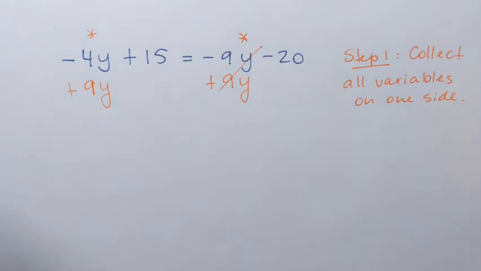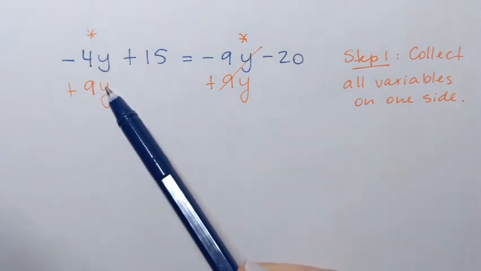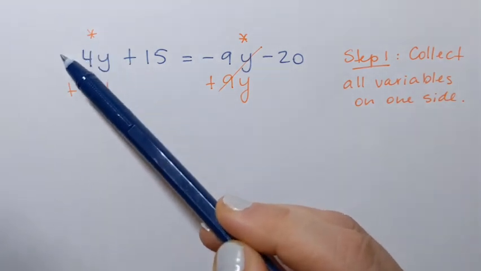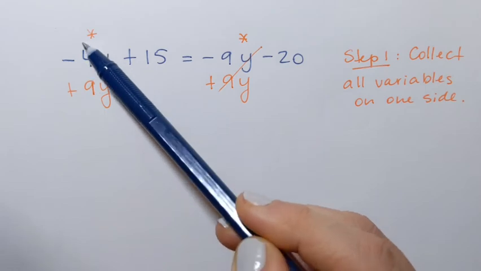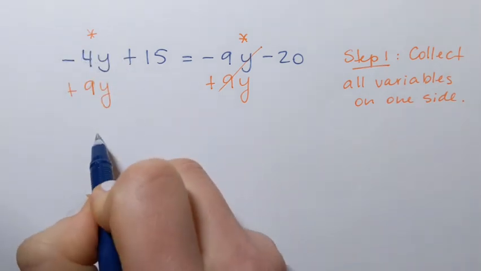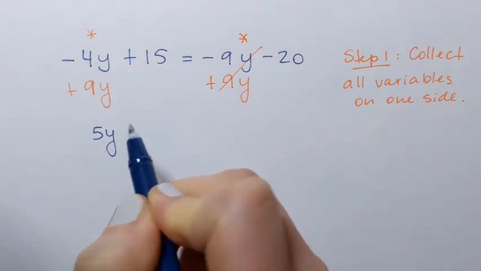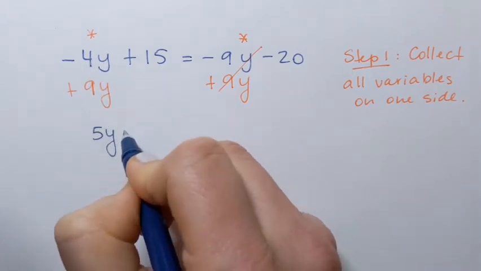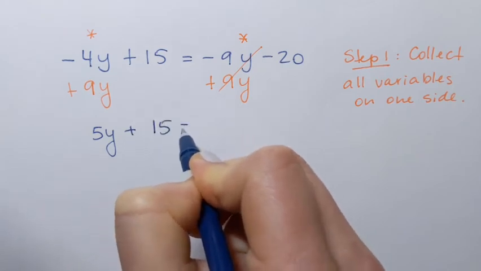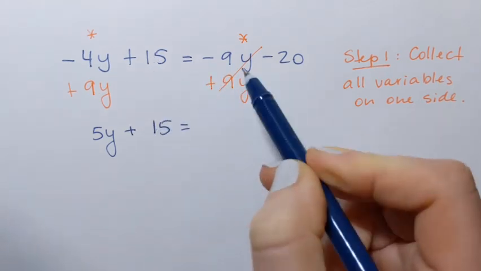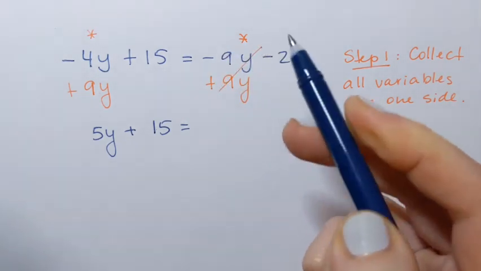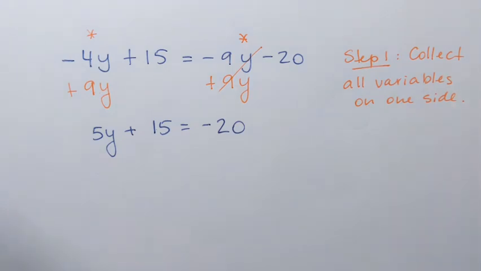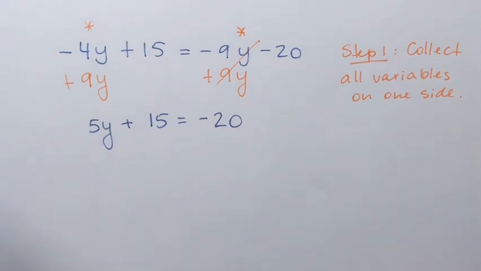Let's see what that's going to be equal to. So negative 4y plus 9y. Remember, when we combine like terms, we just need to do it in terms of coefficients. So negative 4 plus 9, it's positive 5. So that'll get positive 5y. That's the result of combining like terms here, and then I bring down everything else. Now I have to carefully rewrite everything else I have. 15 I bring down, equals sign. Now that's gone, and I still have negative 20. So that's how you collect variables on one side.